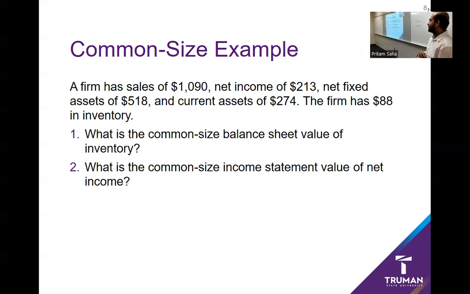Okay. Who wants to volunteer? How much did you get? Yes, 11.1% for inventory. Okay. So basically inventory is 88, right? And total assets is 518 plus 274, right? Good. What's your name? Alex. Okay. Who wants to volunteer for net income?